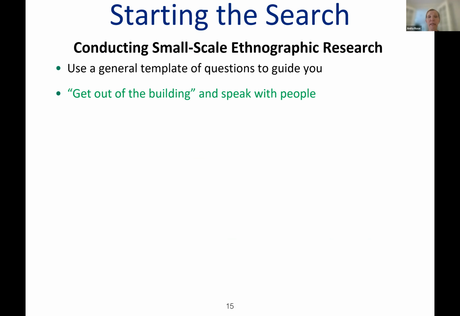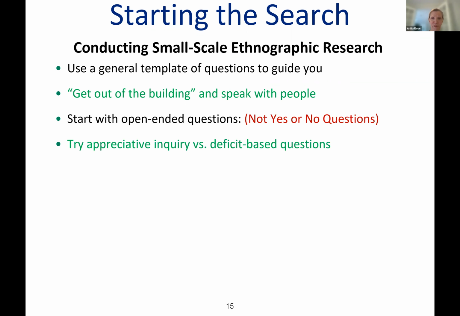But you really want to get out of the building and speak with people, which ties into customer discovery. You will see when we go into that how important it is to get out of the building and speak with people so you can get that information. So instead of just moving forward with building and branding and then finding customers, we don't want to do that.